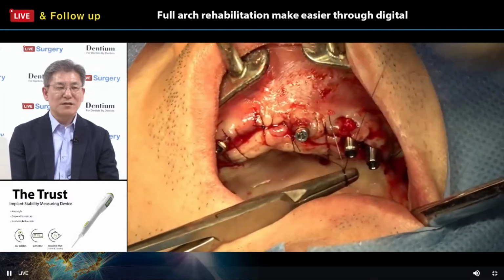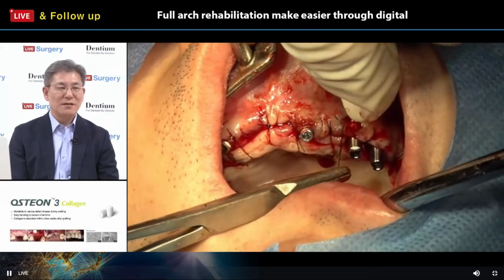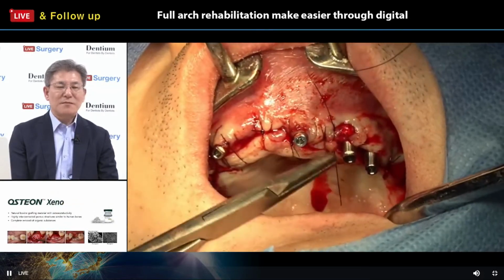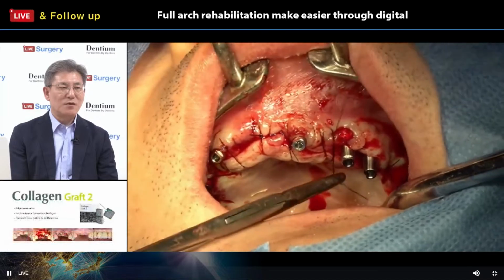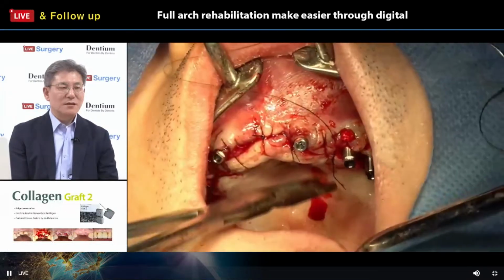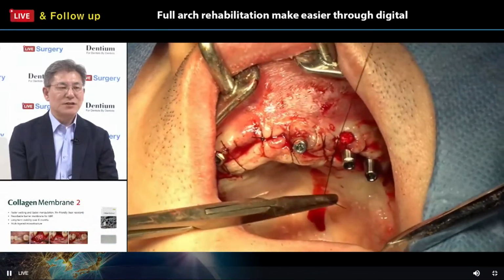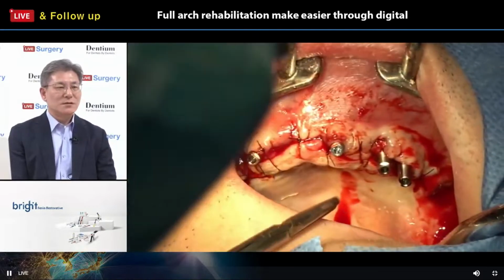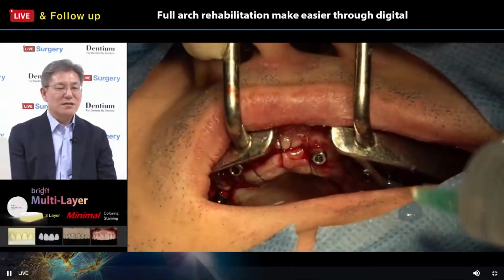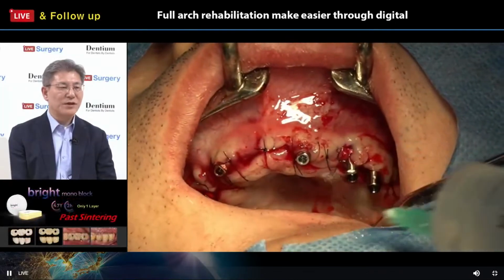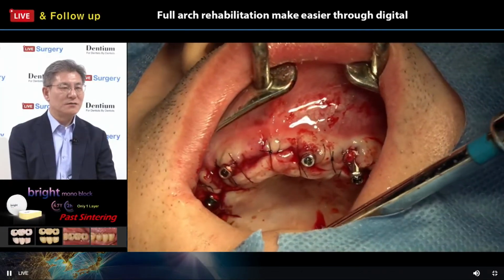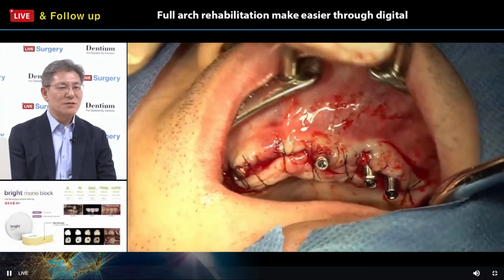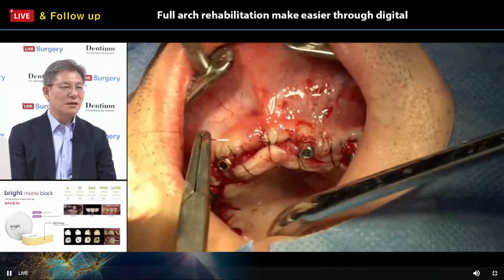Even though the diameter is smaller, this tissue level Bright system is the same as a bigger diameter bone level implant, with a simple and easier installation using an easier surgical protocol. And sometimes we can use a crestal drill when the sinus is involved. And the whole installation procedure was done finally. Okay.